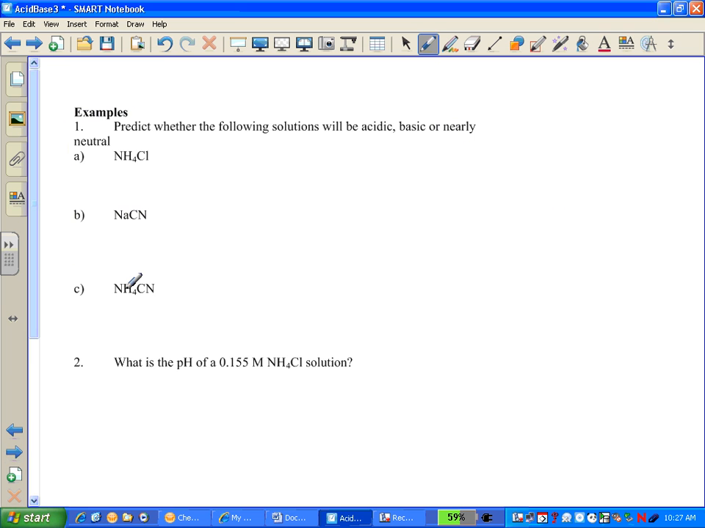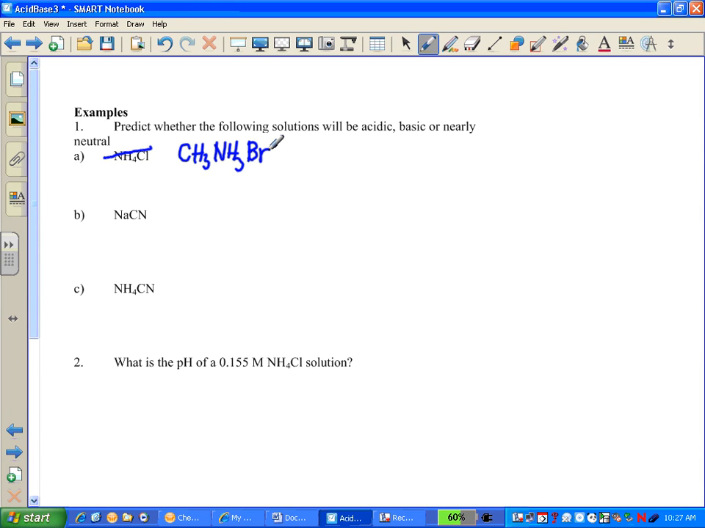So let's look at some examples here. We want to predict whether the following solution will be acidic, basic, or nearly neutral. Looking at it now, I see that I've given you the exact same example. So what I'm going to do is actually give you a different example here. I'm going to give you CH3NH3Br.